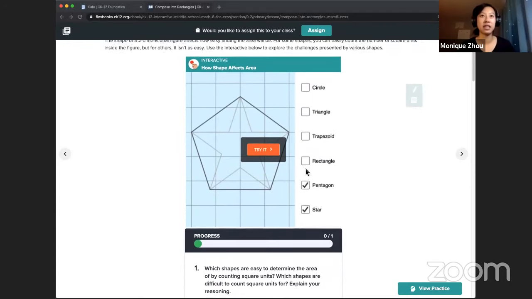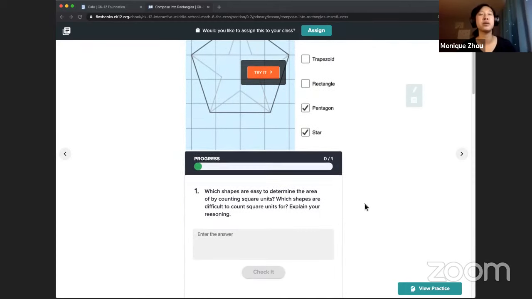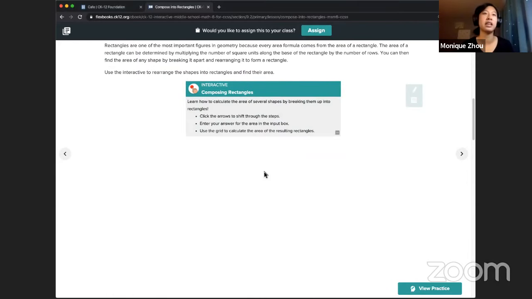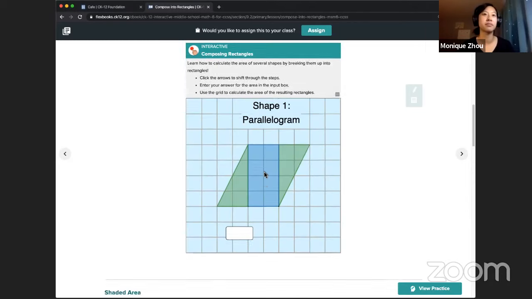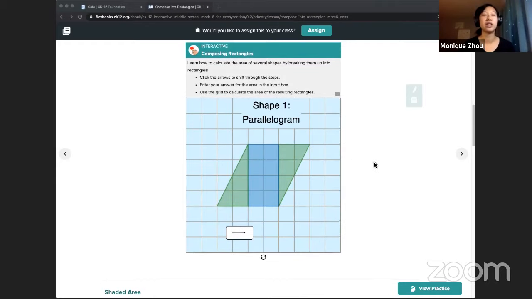The first activity I will let you do on your own. It includes an interactive and a question for you to answer. But I'm going to move on to this interactive. So I'm going to start the interactive by hitting the try it button. And looks like our first shape is a parallelogram. So the parallelogram has a diagonal edge, so we can't quite count this square. But if there's a way where we could make this into a rectangle, then we would be able to count the unit squares.